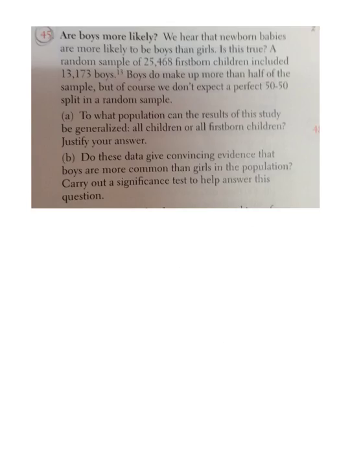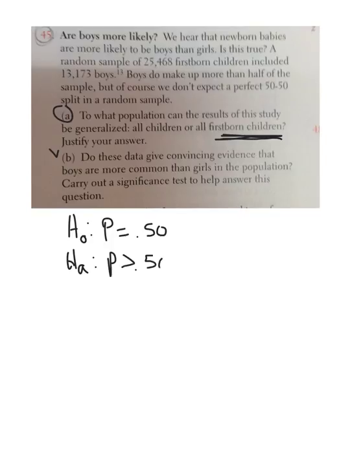All of our information is about firstborn children, so that's all we can make an inference about. That's it. Okay, because that's all we're really talking about. Let's look at letter B. So on this one, our null hypothesis is that the proportion should be 50%, and then our alternative hypothesis should be bigger than 50%. Again, we are going to check random, normal, and independent for this.